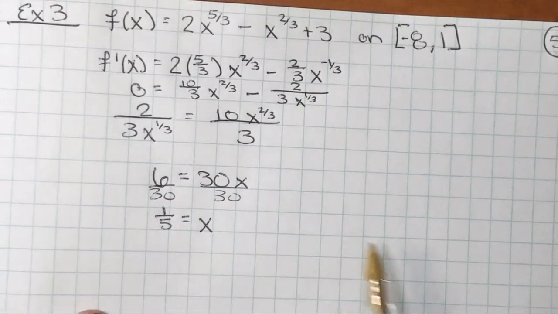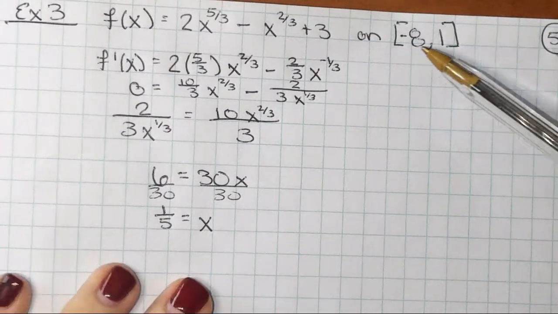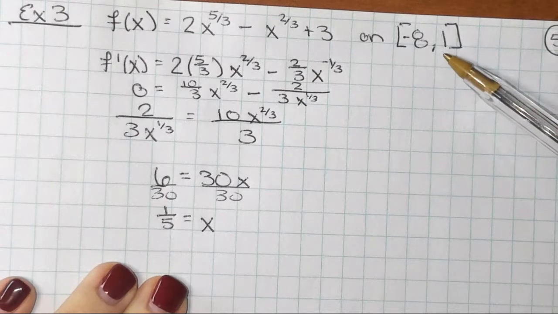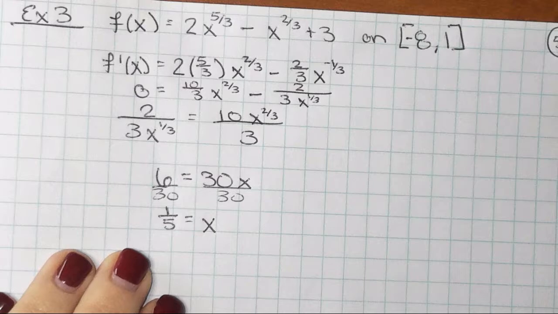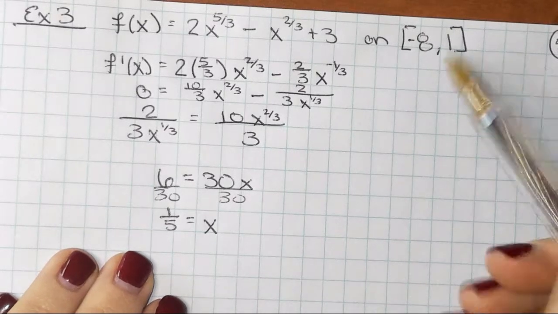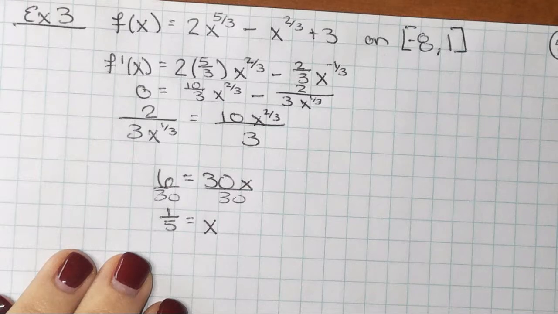So what are the points that we have to test? -8 and 1. We have to test -8. We have to test 1/5. And we have to test 1. Do you guys see that? We have to test these 3 points. Does that make sense?